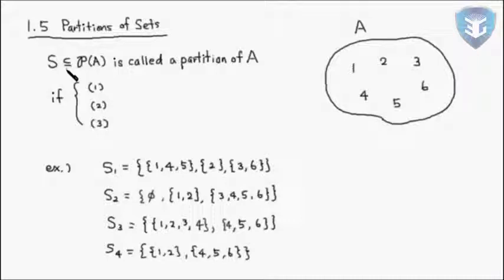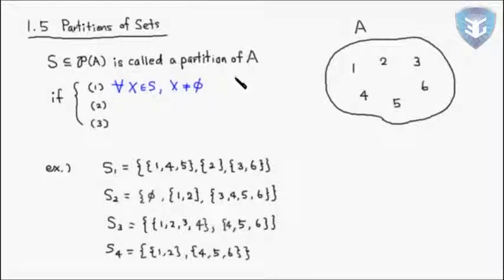Right, S, which is a subset of the power set of A, which just means that S is going to be a collection of some subsets of A. And this is called a partition of A if it satisfies these following three conditions. First condition: for all elements x in this partition S, each element has to be a non-empty set. So make sure that there is no empty set.